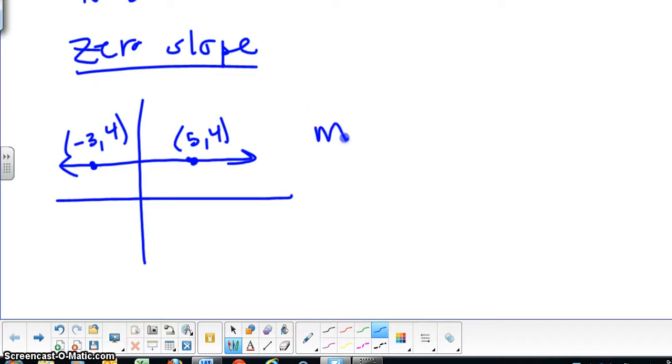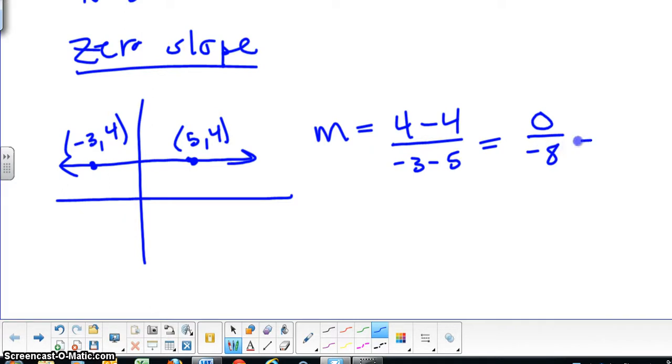Now, watch what happens when we do the slope formula. Change in y, which is 4 minus 4, over -3 minus 5. So 4 minus 4 is 0, and you get -8 on the bottom, and after simplifying, you get 0 for a slope. Okay, so zero slope.